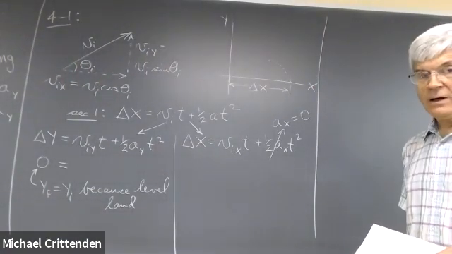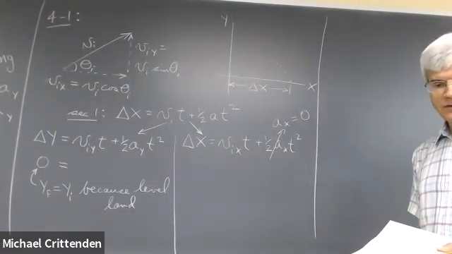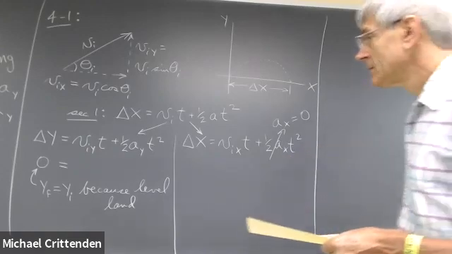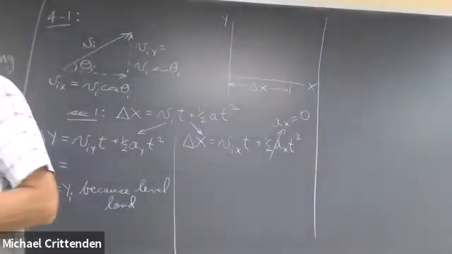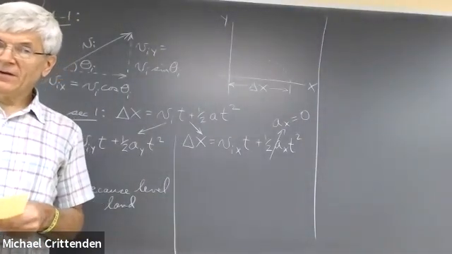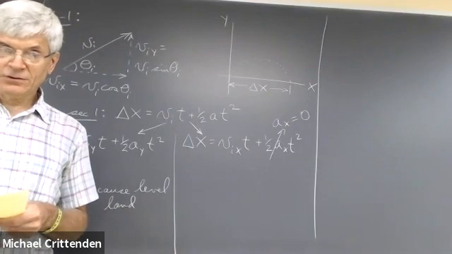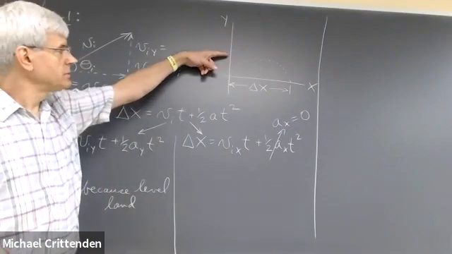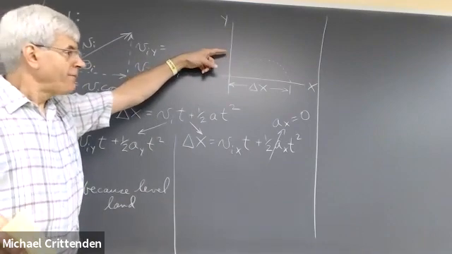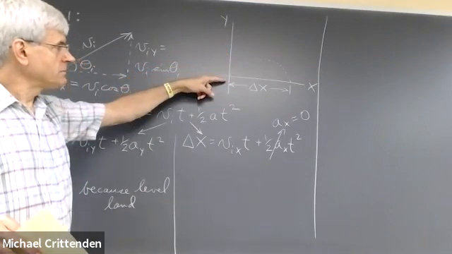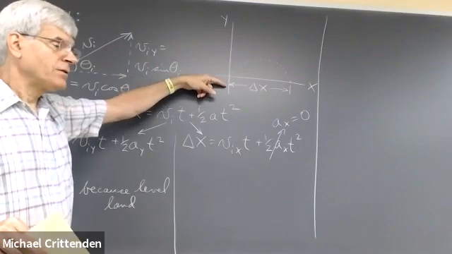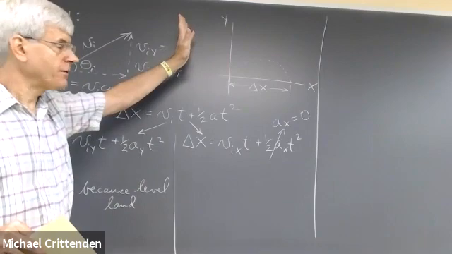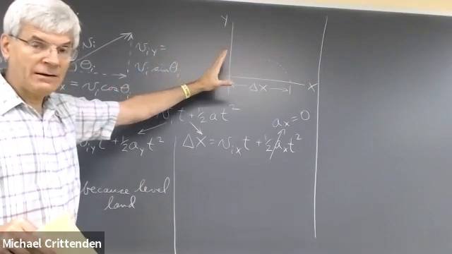Y final equals y initial because the question says it's level land. Displacement is not the same thing as distance traveled, okay? Maybe this ball goes up 12 feet and comes back down 12 feet. So the shadow on the wall has traveled a total distance of 24 feet. And that is entirely beside the point.